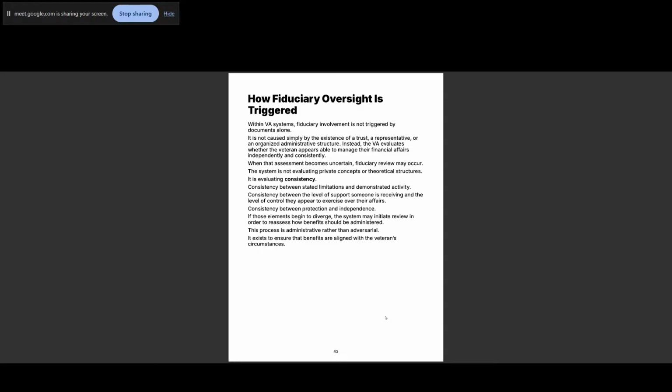The system is not evaluating private concepts or theoretical structures. It is evaluating consistency. Consistency between stated limitations and demonstrated activity. Consistency between the level of support someone is receiving and the level of control they appear to exercise over their affairs. Consistency between protection and independence. If those elements begin to diverge, the system may initiate review in order to assess how benefits should be administered. This process is administrative rather than adversarial. It exists to ensure that benefits are aligned with the veteran's circumstances.